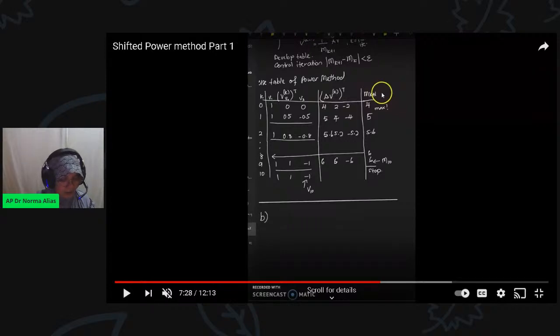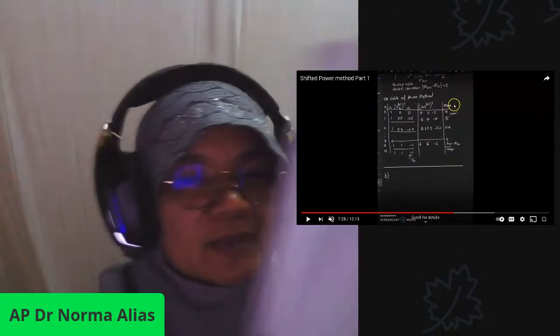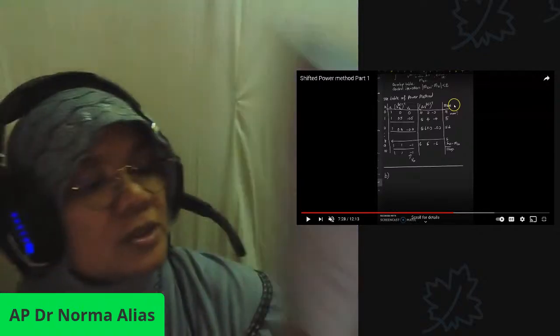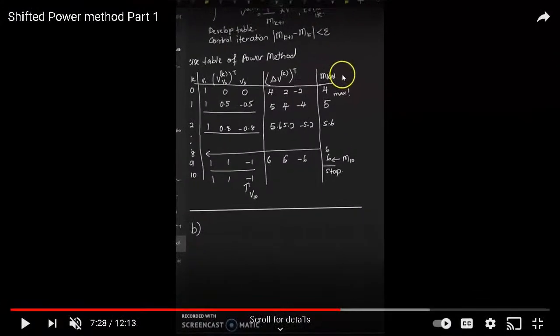Chapter 7. Now I'm solving example 7.2, on page 168. This is the dominant eigenvalue, using the same power method, the same process.